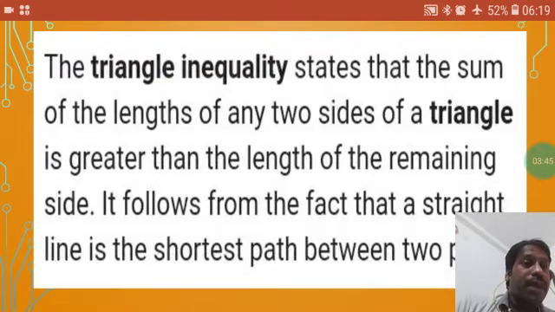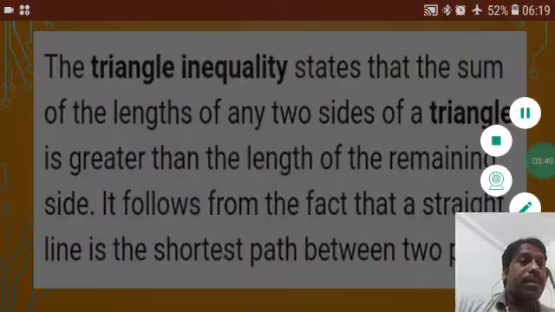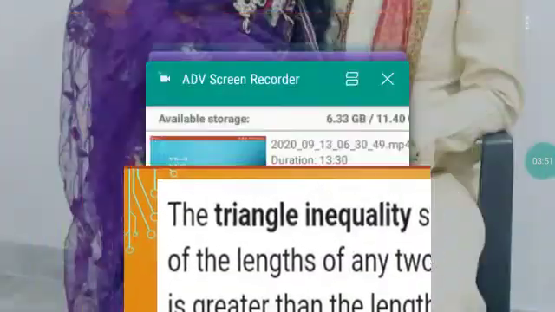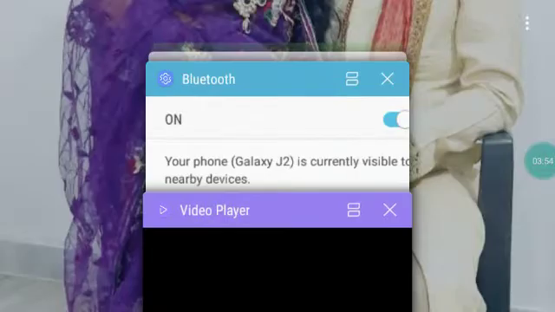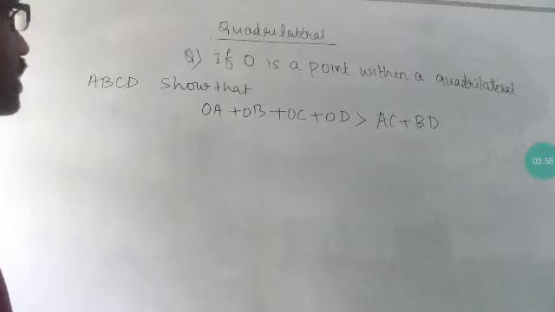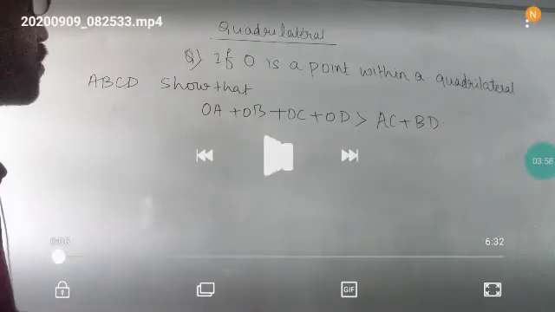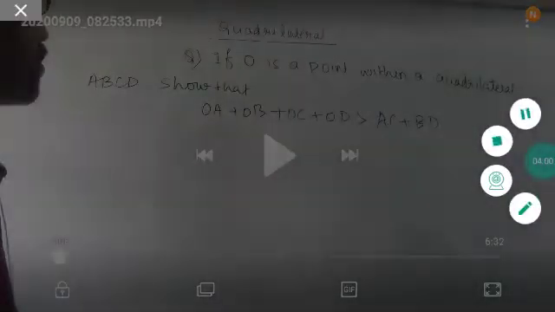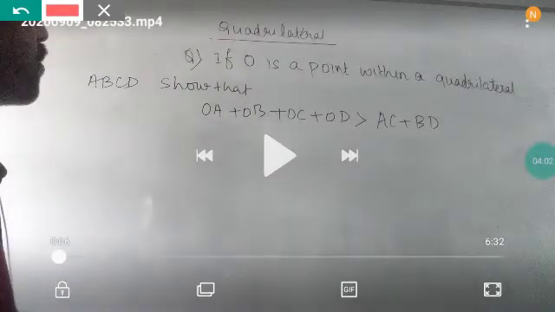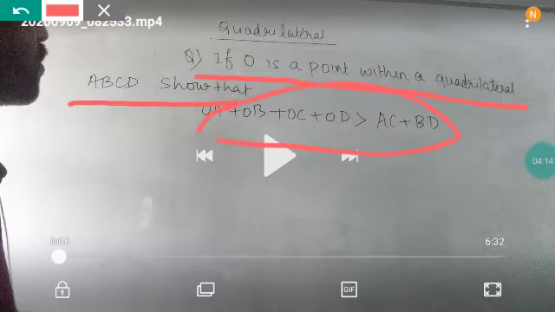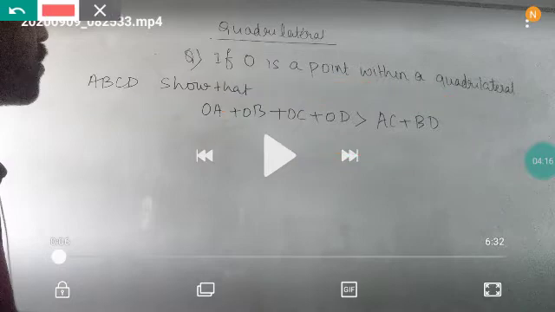Let us see that. Through the video I have tried to explain. Here is the question. The question is saying that if O is a point within a quadrilateral ABCD, show that OA plus OB plus OC plus OD is greater than AC plus BD. Okay, let us start.